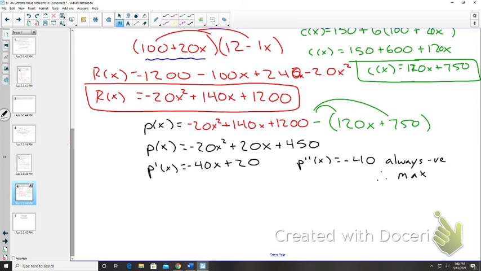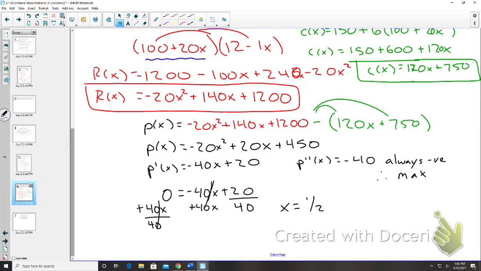Okay, so let's set this equal to 0 now. So 0 is equal to negative 40x plus 20. We'll add 40x to both sides, not 20x. Okay, those still cancel. Divide by 40 to get x by itself. And then we're left with x is equal to 1 over 2. Okay? So x equals 1 over 2.